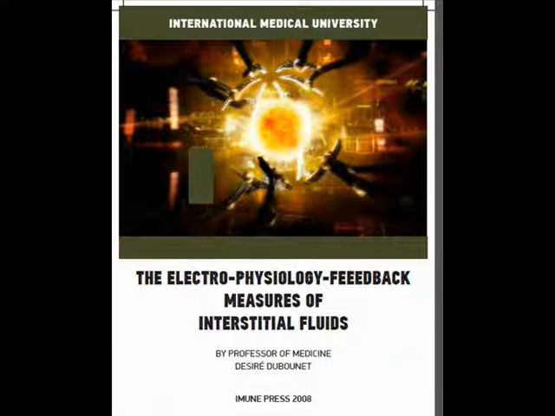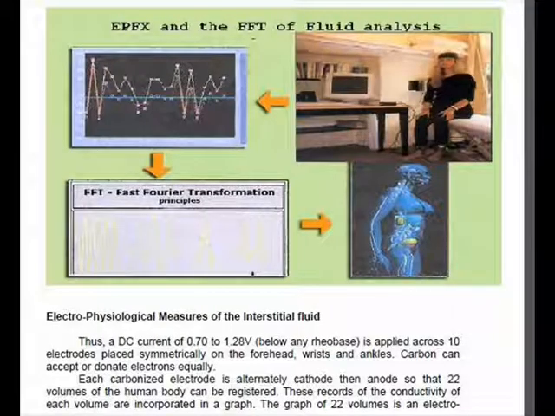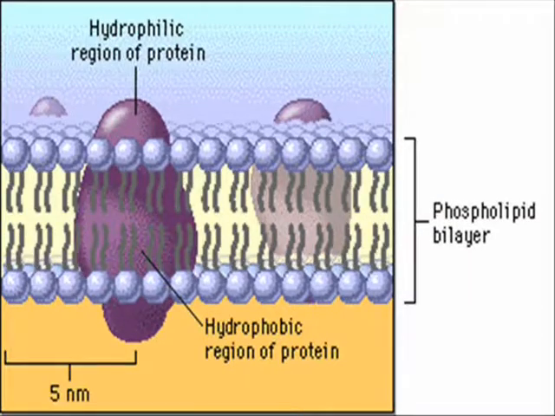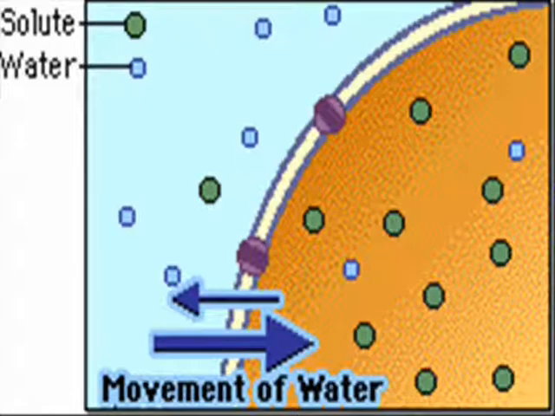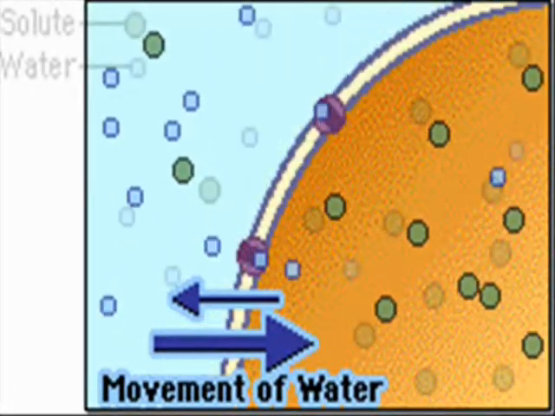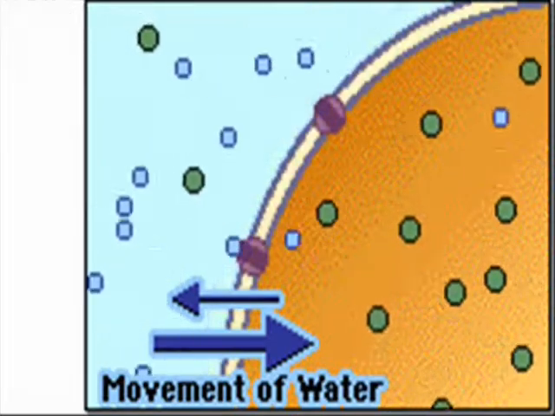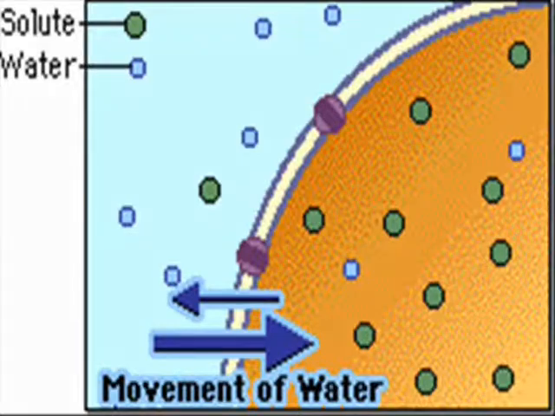Now, we studied this distinctly in the electrophysiological feedback measures of interstitial fluids. If you want to learn the exacting science, today's lecture is just to give you kind of an overview. Because here at the cell membrane, things have to be able to come in and out, and it takes a process of osmosis. Water can come in through the process of osmosis, and water can go out.